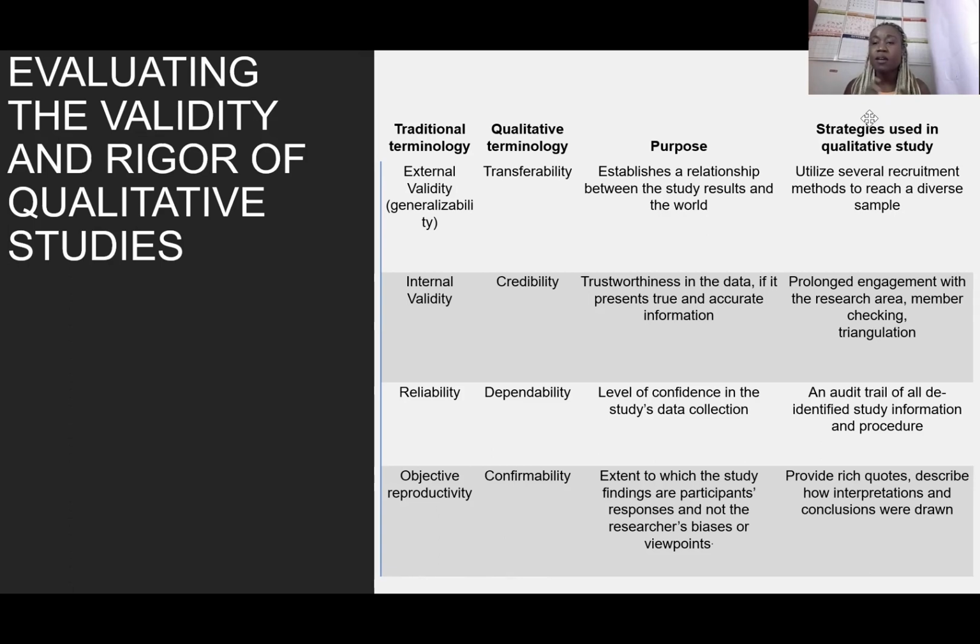And so we try to use several recruitment strategies to make sure we're recruiting a really good sample of people. So a general sample that's slightly representative. We can't really do an entire representation based on a small sample, but that's what we try. And we know a lot about internal validity in quantitative research. In qualitative research, we really try to gain that through prolonged engagement with the research area.